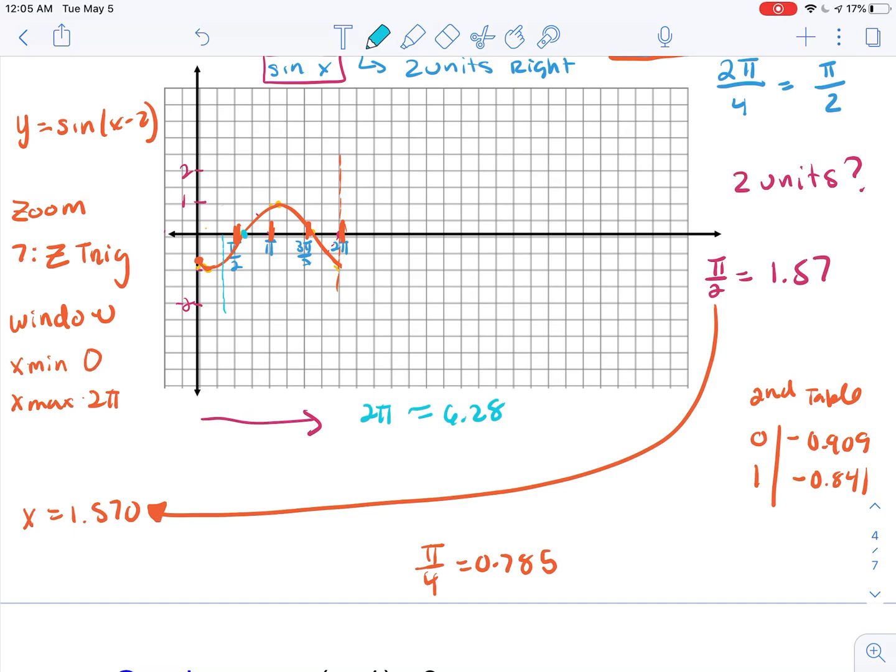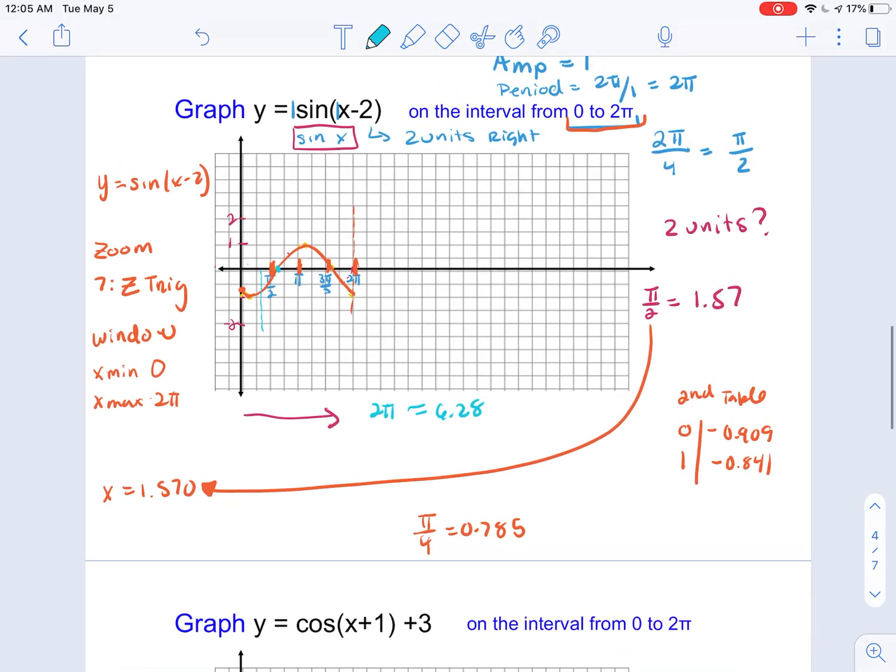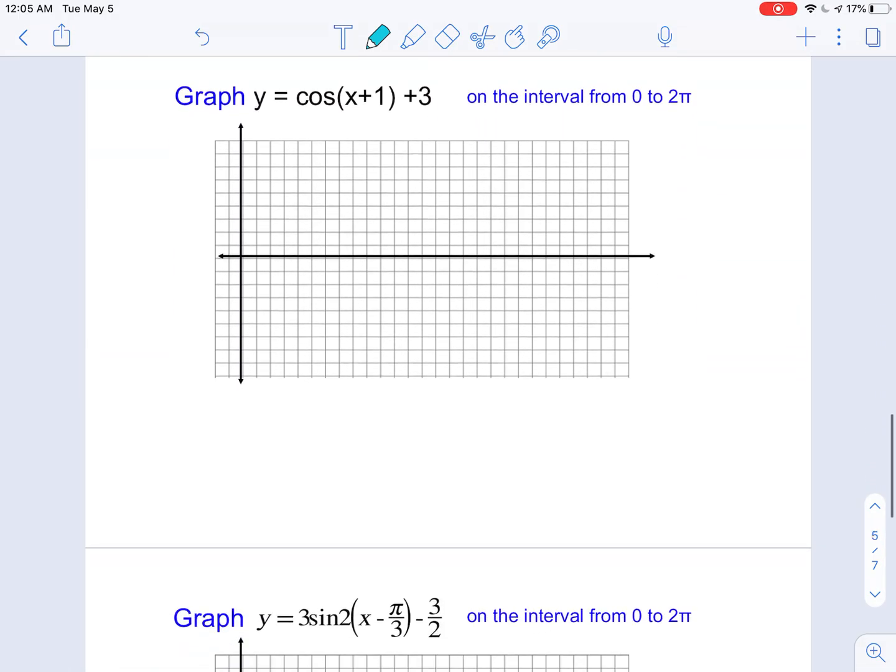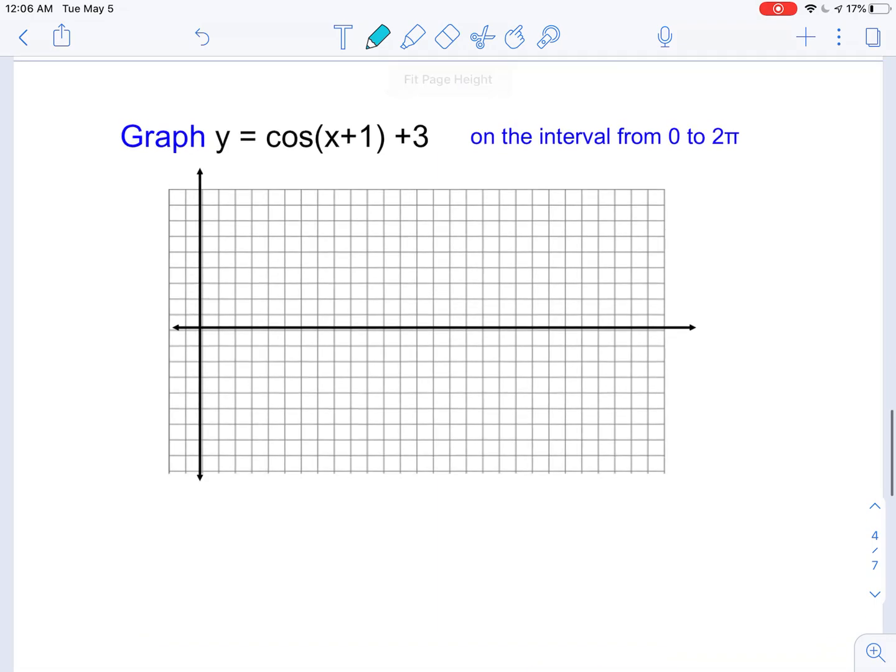Remember, 2 pi is equal to 2 times 3.14. So my graph here is going to end at 6.28 approximately. Okay, so you're not going to need to look past those points. So that's one way to check the graph. So let's try another.